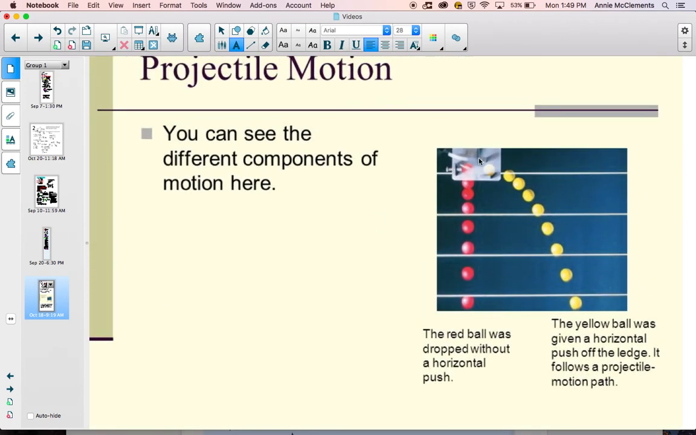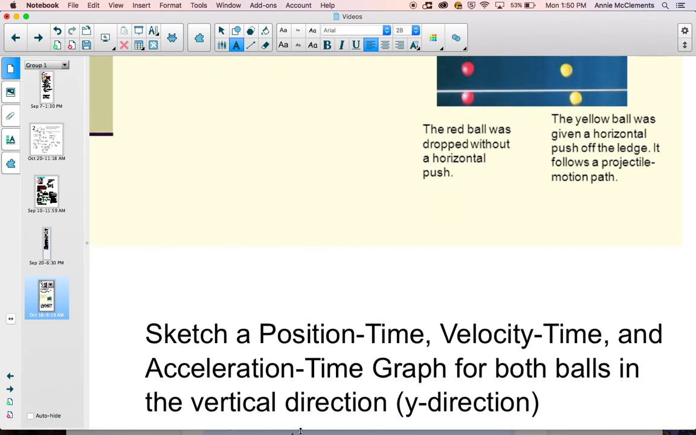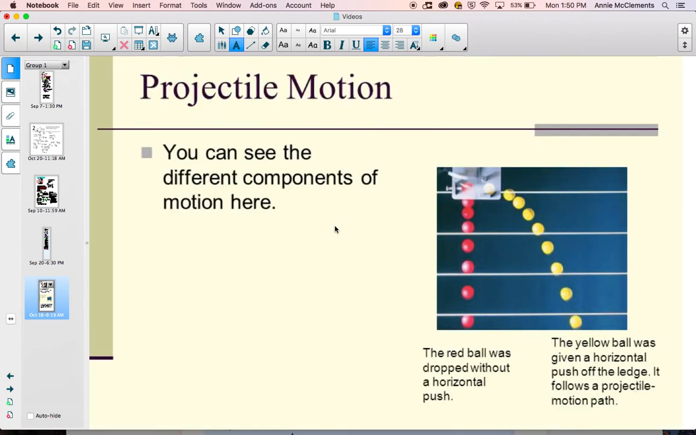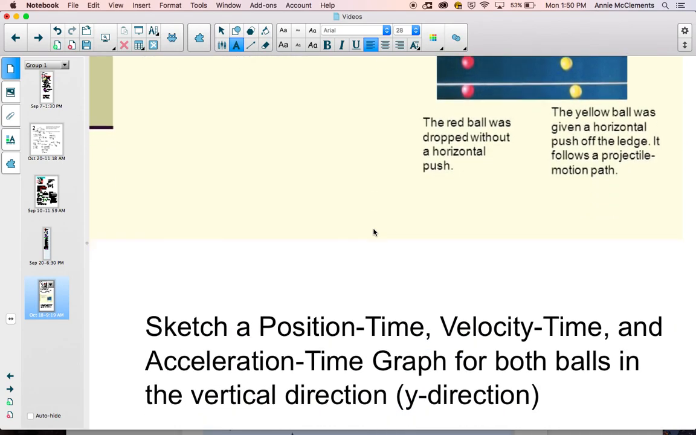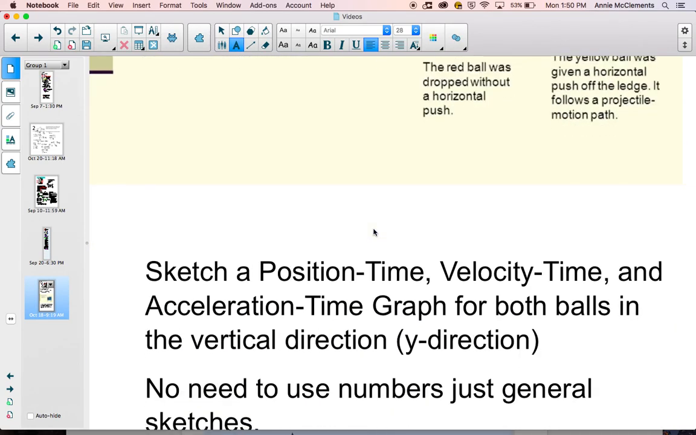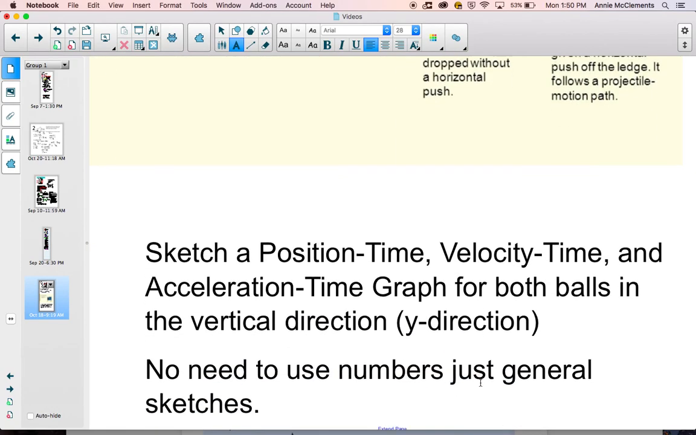So you're going to do 3 graphs, a position time graph, a velocity time graph, and an acceleration time graph for the red ball's motion in the y direction, and you're going to do the same thing for the yellow ball's motion in the y direction. Note, important here, we're only graphing their motion in the vertical direction. We're not looking at their motion horizontally. If you have questions on that, you can email me, but I'm going to be looking for 6 graphs from you next class. One set of 3 for a ball that's dropped, and another set of 3 for a ball that's pushed off a surface. And those graphs are in the y direction. All right.